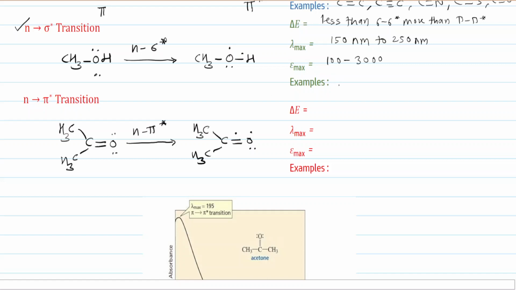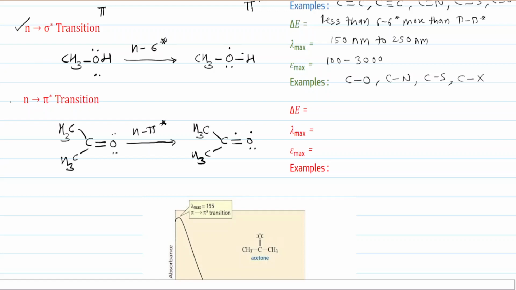The examples that show the N to sigma star transition are compounds containing a heteroatom and a single bond. So we can write compounds having this type of functionality, that is carbon attached to oxygen, carbon attached to nitrogen, carbon attached to sulfur, or carbon attached to halogen. If this type of functionality is present in a compound, it definitely shows the N to sigma star transition, because this heteroatom, that is oxygen, nitrogen, sulfur, or halogen, has a lone pair.